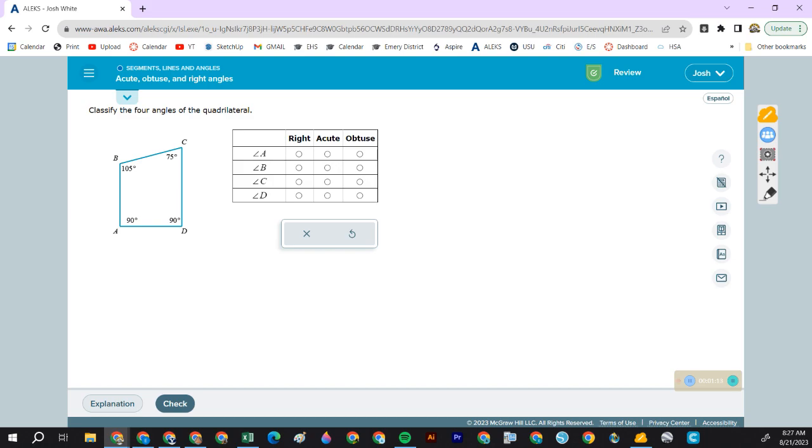Acute, obtuse, and right. What does it mean to be an acute triangle, an acute angle? Less than 90. It's a cute little angle. C would be an acute angle at 75. Right angles are obviously 90 degrees. Obtuse angles would be bigger than 90. They're obese angles. I've never heard that one. So, okay. That one's easy.